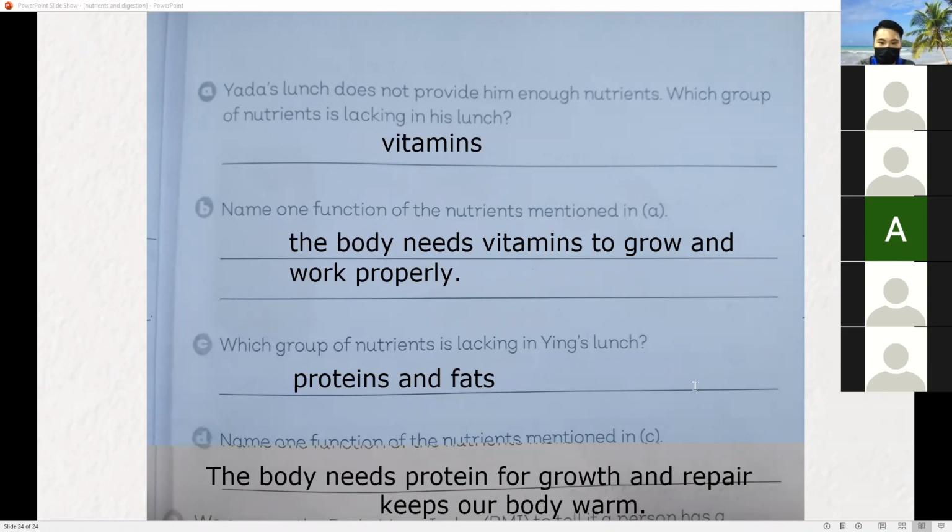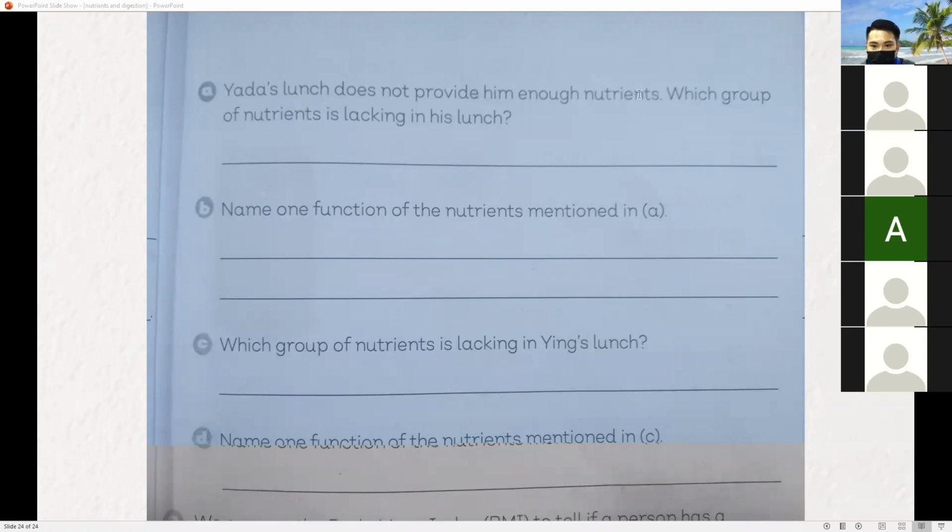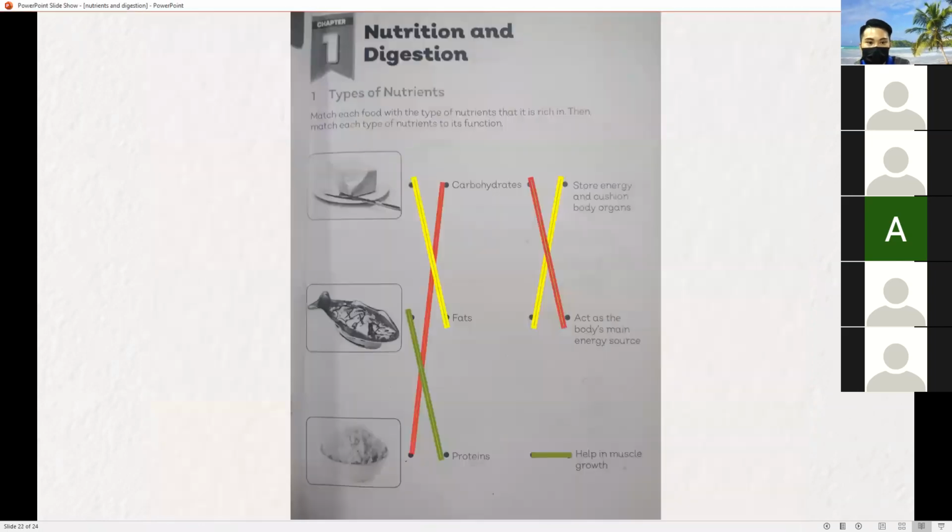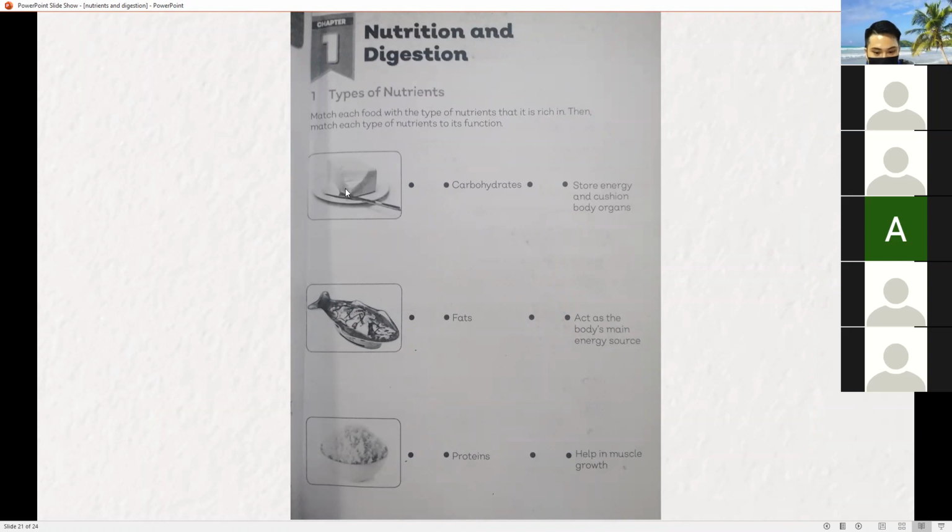Yes. Okay. I will clear all the drawings here. Let's go back to the first. Tell me the answers. What is the first picture? Butter. Butter is what? Fats. And what's the meaning of fats? For energy and cushion for body organs. Next is fish. Fish is proteins. Helps in muscle growth. Rice is carbohydrates. Acts as the body's main energy source.